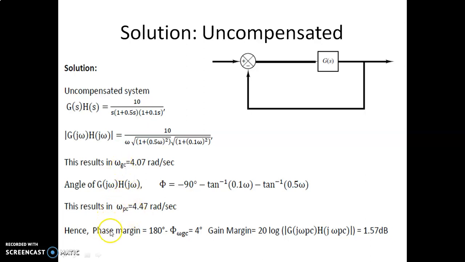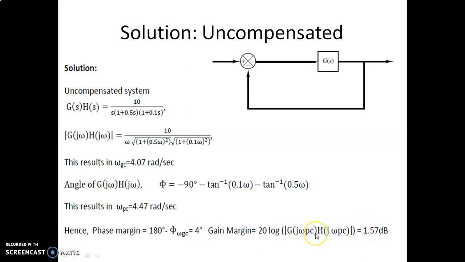We can find the phase margin of this uncompensated system by substituting omega equal to omega gc in this phase equation. The phase margin of this entire system comes out to be just 4 degrees, it is plus 4 degrees, and the gain margin is coming out to be 1.57.